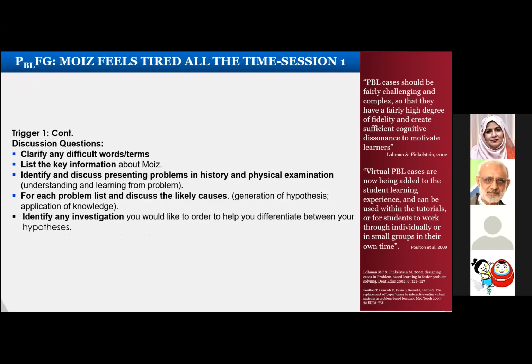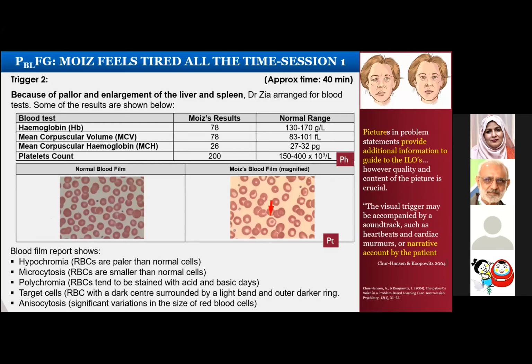For each problem, list and discuss the likely causes, which will be the generation of hypotheses, and identify any investigation. That gives the cue to the students that the next thing which is going to come will be the investigations. So you have covered the history, you have covered the examination. Something the doctor is thinking about, and they are going to ask for some investigation. So you are going up to this level in this trigger 1.